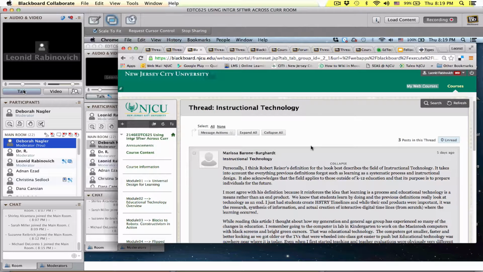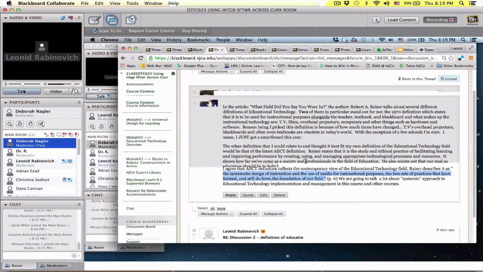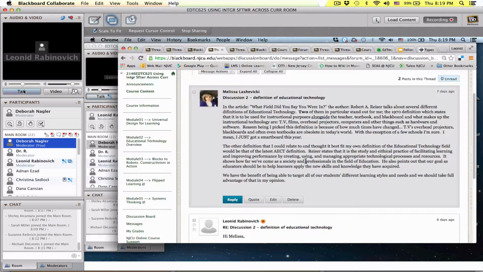So Melissa added an interesting post there. She mentioned that she likes the AECT definition of educational technology, and I personally also like how Razor described it, and I agree with this definition. He said that the systemic design of instruction, again, the key word here is systemic, and also design of instruction, and the use of media for instructional purposes. Just the two sets of principles that have formed and still do form the foundation of our field.